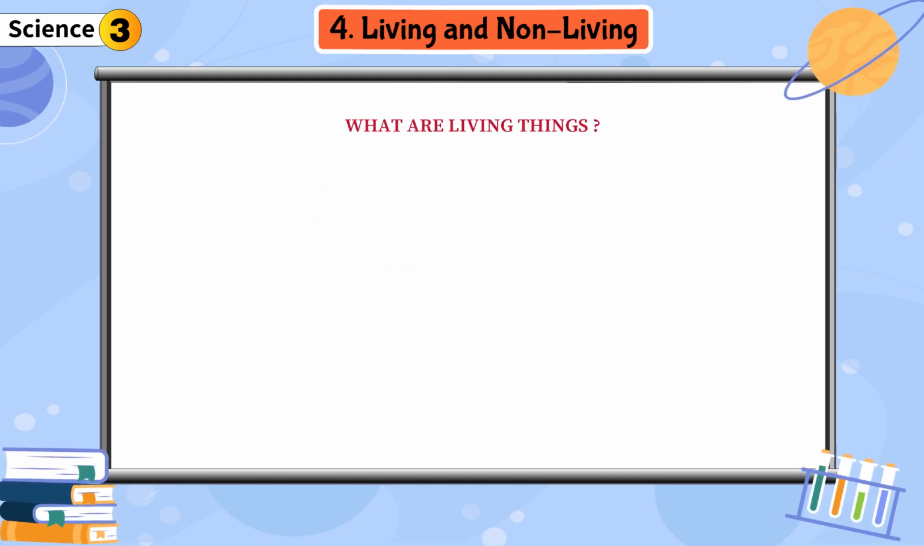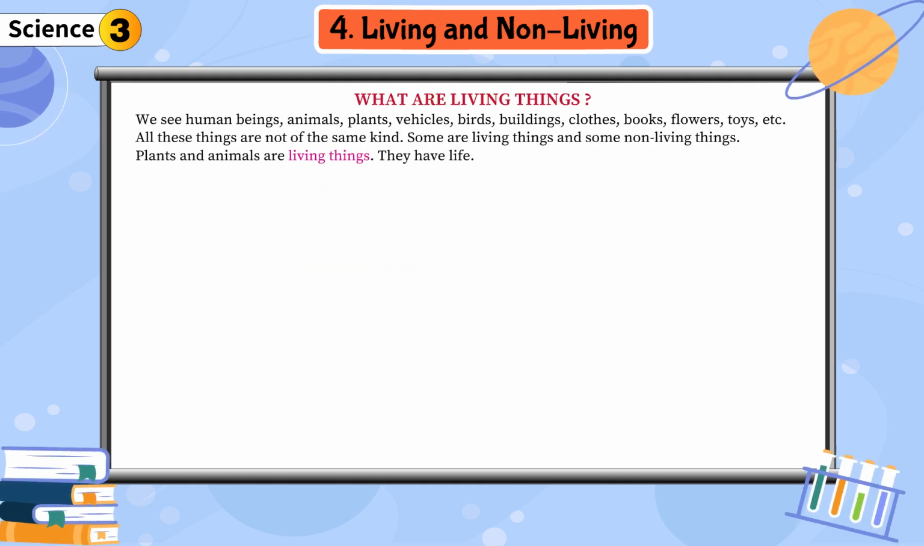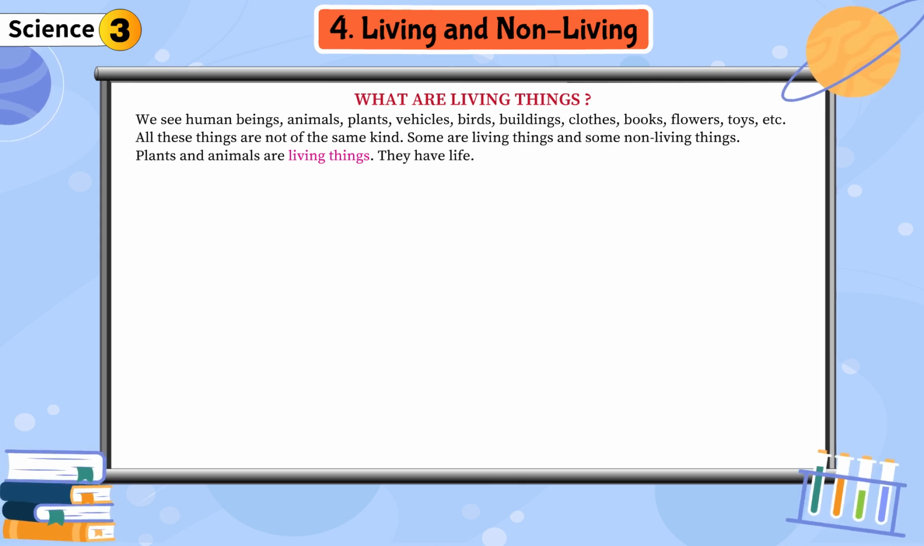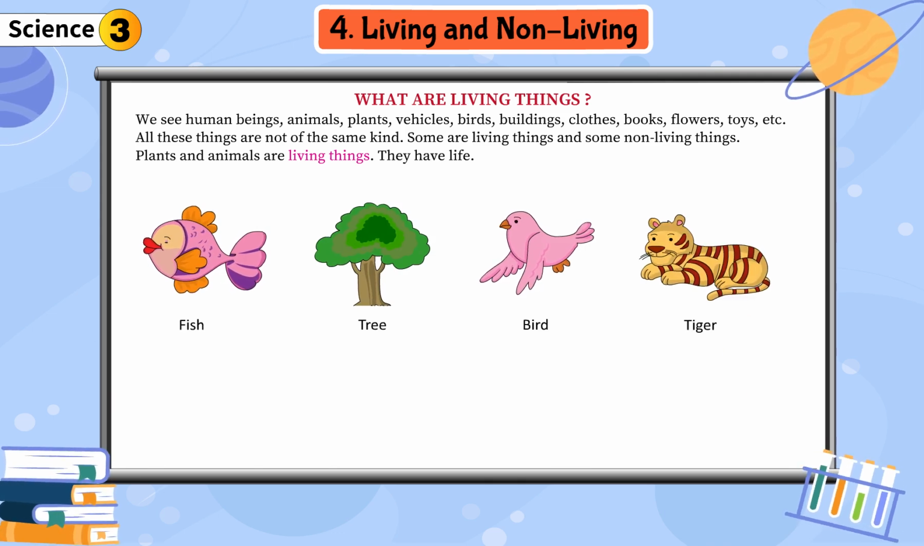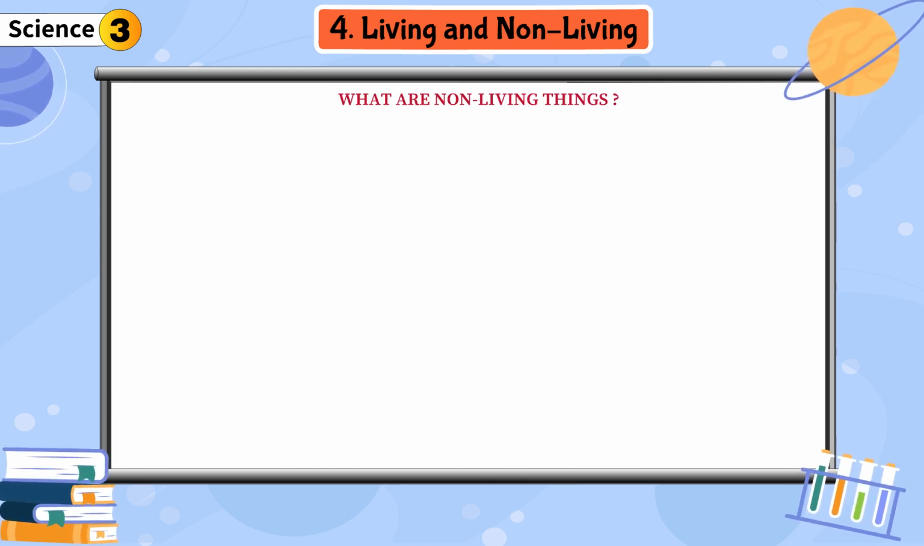What are living things? We see human beings, animals, plants, vehicles, birds, buildings, clothes, books, flowers, toys, etc. All these things are not of the same kind. Some are living things and some non-living things. Plants and animals are living things. They have life. Living things: fish, tree, bird, tiger.